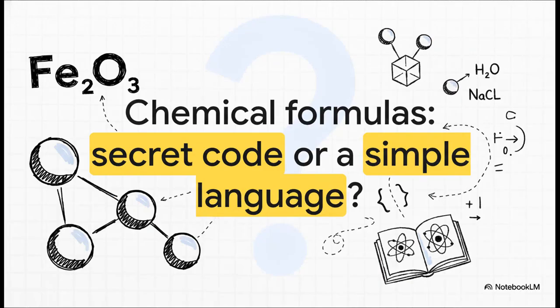So you see something like Fe2O3, and your brain probably just goes, secret code, right? But what if I told you it's not a code at all? It's actually a language, and a language with some really simple grammar. And that's our whole goal today. We're going to learn those rules so you can read and even write in the language of molecules.